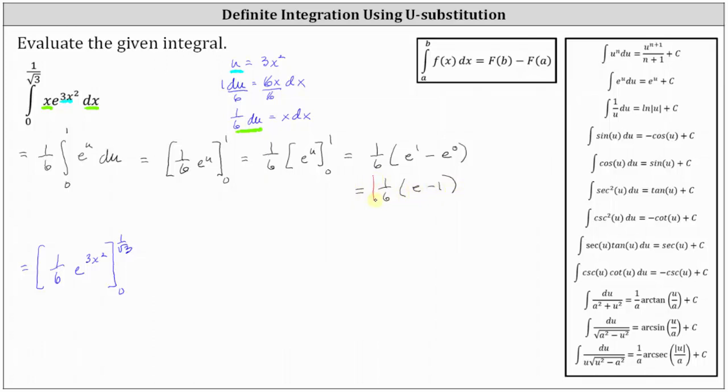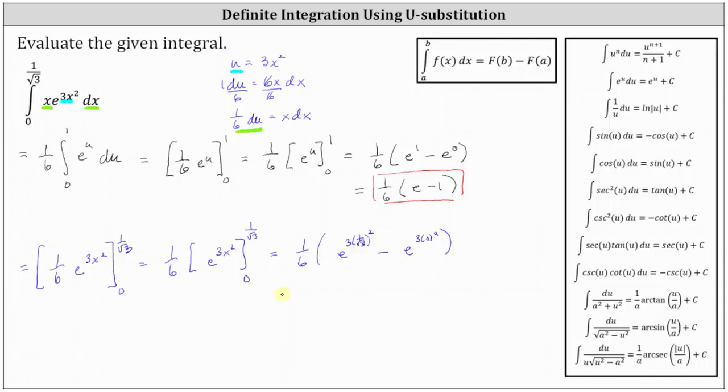And let's just verify we get the same result if we use the antiderivative with respect to x and the original limits of integration from 0 to 1 divided by square root of 3. Again, let's factor out the 1/6. And now we need to determine 1/6 times the difference of big F of 1 divided by square root of 3 and big F of 0, where big F of 1 divided by square root of 3 is e raised to the power of 3 times the square of 1 divided by square root of 3 minus big F of 0 is e to the power of 3 times the square of 0.